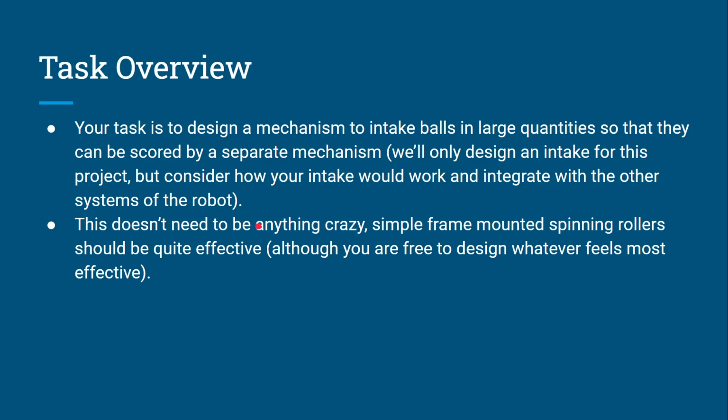Personally, what I'm going to do is just simple frame-mounted spinning rollers. Spinning wheels are pretty much how you interact with any sort of piece, because the wheels are easy to spin and control the rotation of, and then the surface of those wheels comes in contact with the balls. So if your robot is from a side view like this, you have a spinning wheel up here, and then your ball is right here, and then you have a spinning wheel also back here, going the opposite direction. If the spinning wheel touches the ball, it'll go up between the two and into your robot, just like that. So it doesn't need to be anything crazy. Simple frame-mounted spinning rollers should do the trick, should be quite effective.